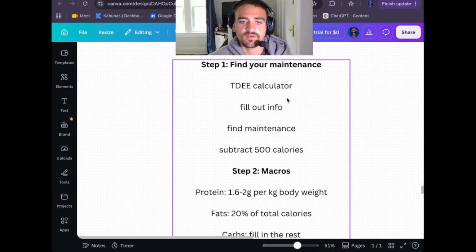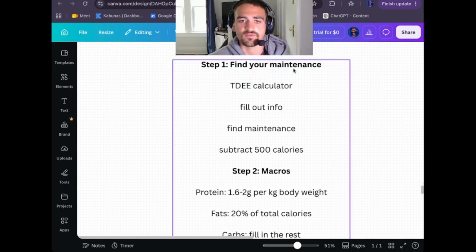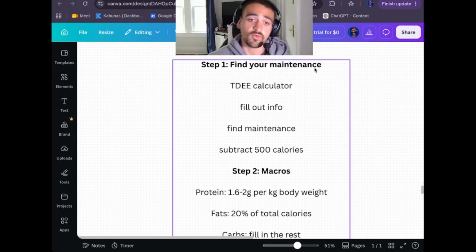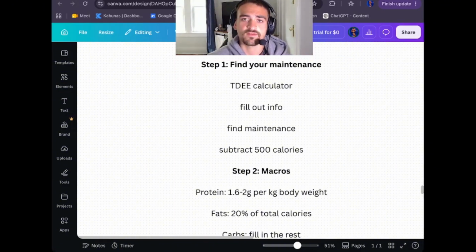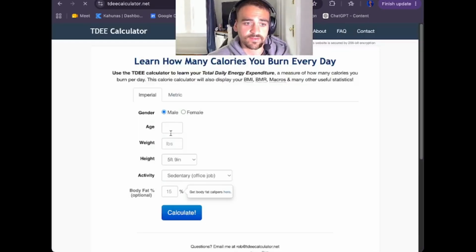All right, so step one is pretty obvious, but we need to find your maintenance first. So we need to find how many calories your body typically burns in a day so that we can know how many calories we need to eat in order to lose weight. So the easiest way to do that is to jump onto tdeecalculator.net and type in your credentials.